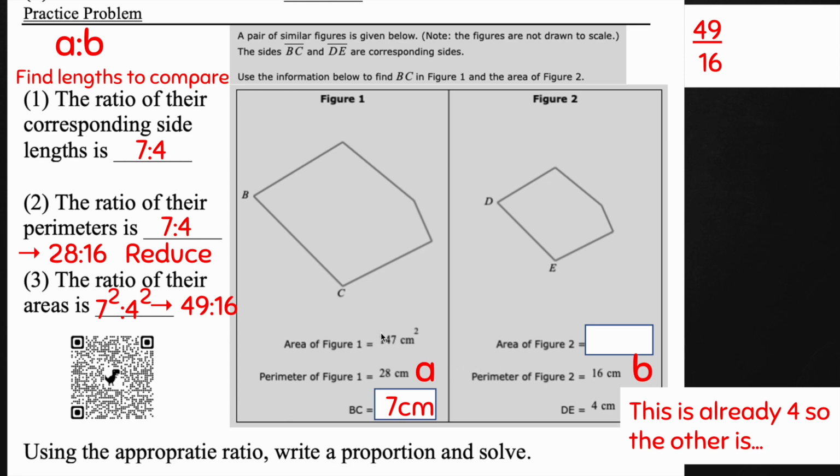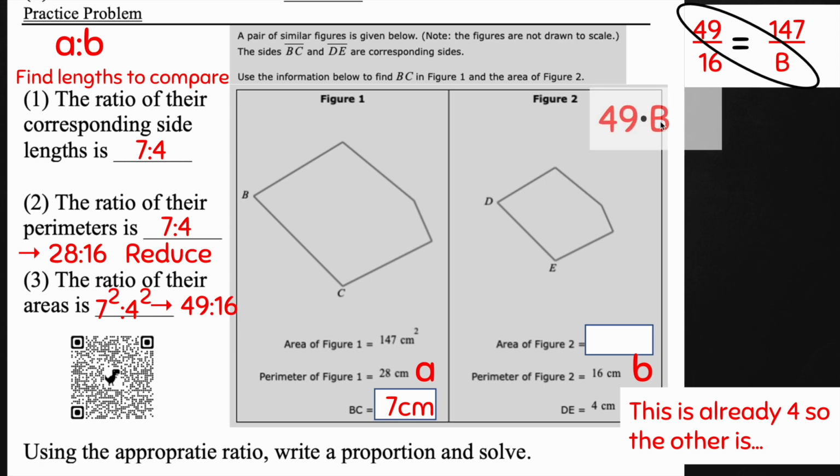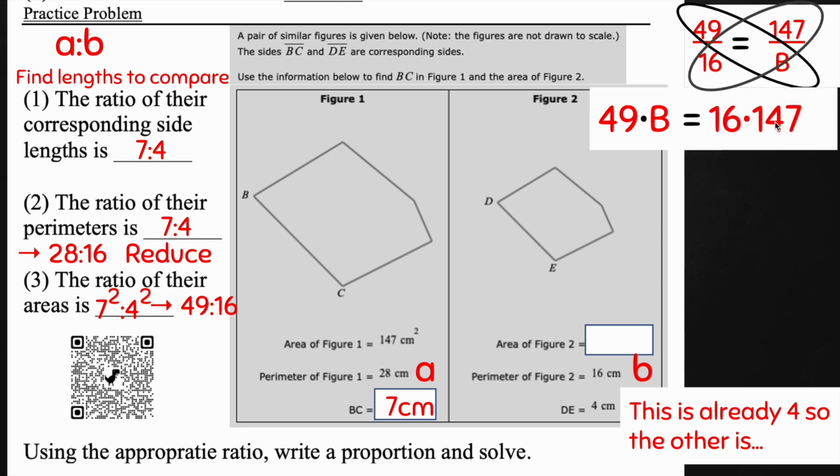So figure 1, I have an area of 147. And figure 2, I don't know, so I'm just saying capital B for just a moment. I could have done A for area. I just did B because I was doing A and B. So now I'm going to cross multiply because whenever I have a proportion, a ratio equaling a ratio, I cross multiply for my first simplification step. So I have 49 times B, and then I'm going to cross multiply the other direction here, and that's going to equal 16 times 147. Remember, the equal sign is still there. I'm not really changing anything. What I'm doing is I'm simplifying.